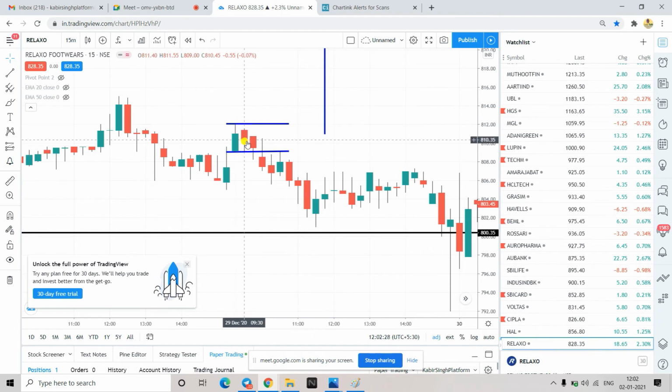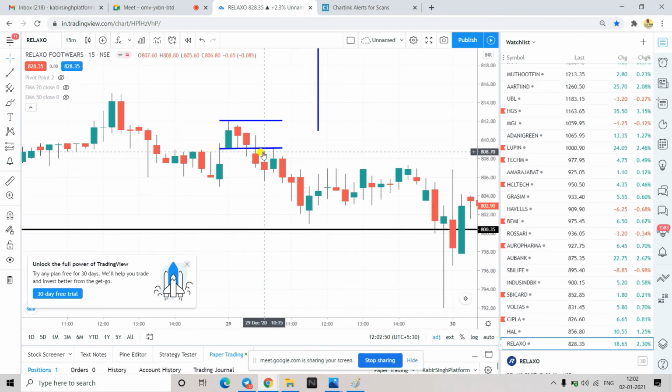This is the open range which I have drawn, and whenever the low of this is getting broken, you can enter the trade according to the strategy, keeping the high of this as your stop loss. In this case, you would have got a good amount of movement from 808 till 801, almost 1%. So in this case it would have been good.